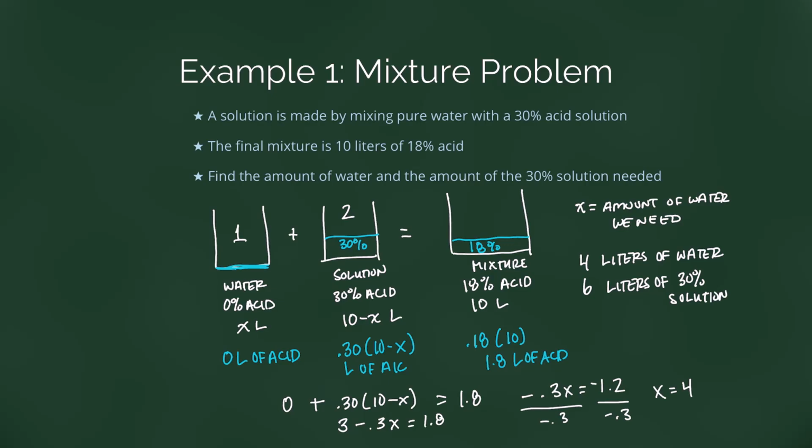If we want to do a quick check, we can note that 30% of 6 is 1.8, 0% of 4 is 0, and so we do in fact have the 1.8 liters of acid that we knew we were going to need.